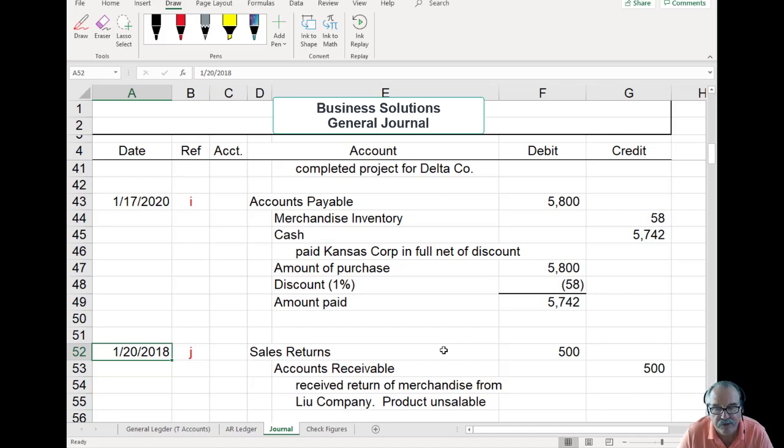Again, this is different than what we did in Accounting 100 because we were able to take a discount, we are going to apply that against the merchandise inventory account. Debit accounts payable, $5,800. That relieves the payable at what we put it in at. We credit merchandise inventory, $58, and credit cash, $57.42. Show the calculation in your journal. Very important.